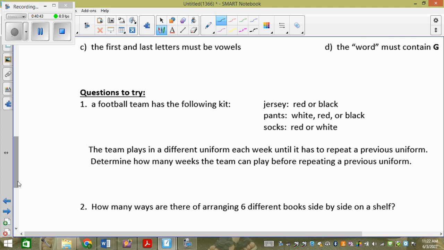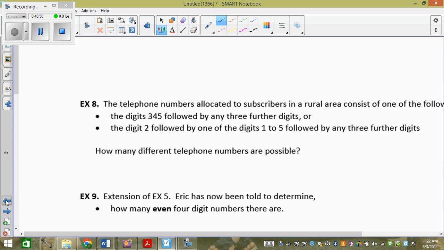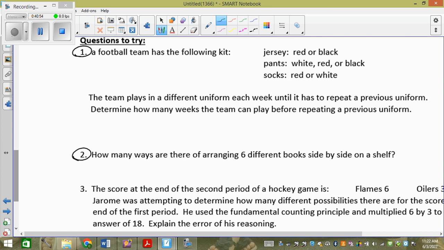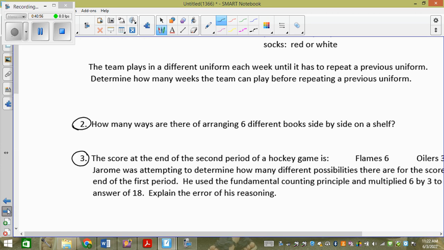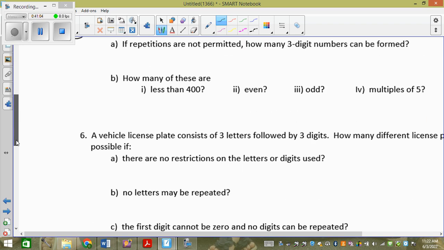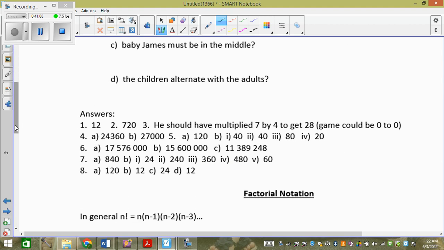If you keep scrolling, you're going to see this. Questions to try. 1, 2, 3, 4, and 5. Now, if you're wondering where the answers are, if you just keep scrolling, go to the next page, scroll, boom, here are the answers.